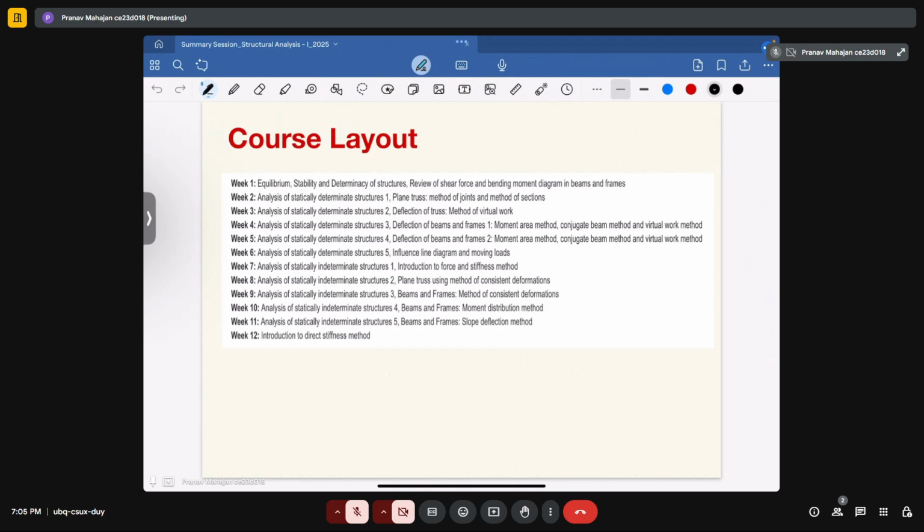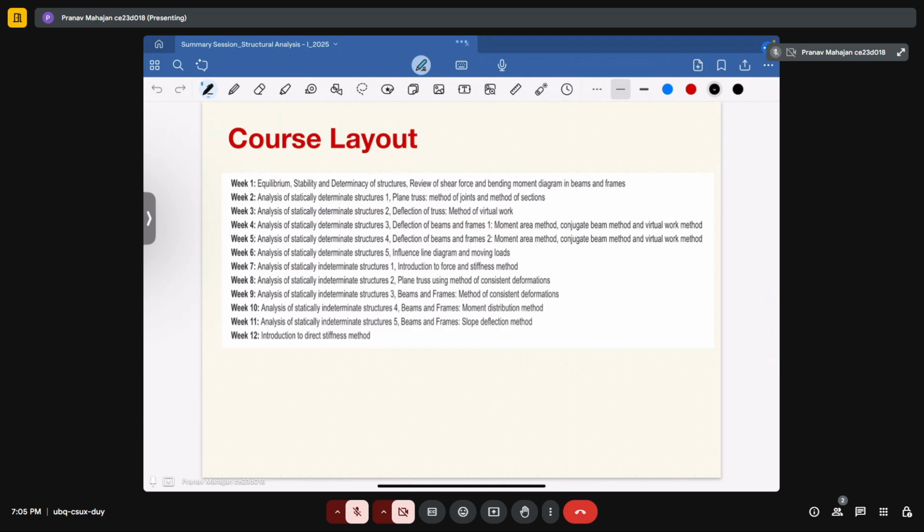Further, for deflection of beams and frames, we have different methods of analysis: the moment area method, conjugate beam method, direct integration method, Macaulay's method, and the principle of virtual load. It's not that you have to specify only one method. Depending upon the type or complexity of the problem, you can use any method that is easier for you to analyze the structure.